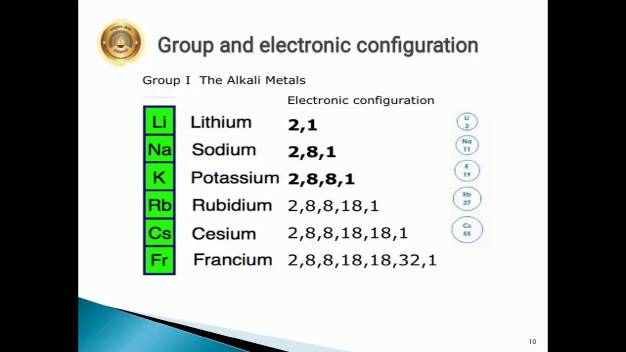Now look at the electronic configuration. You will find that the number of valence electrons, meaning the number of electrons in the last shell, is everywhere 1. So it shows that these elements are present in group 1 because the requirement of the valence electron is 1.